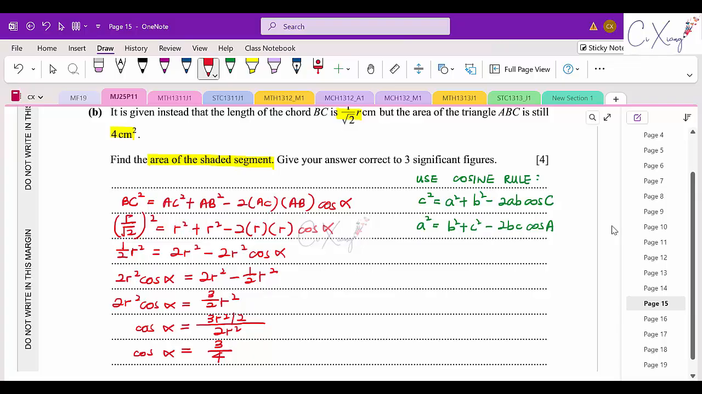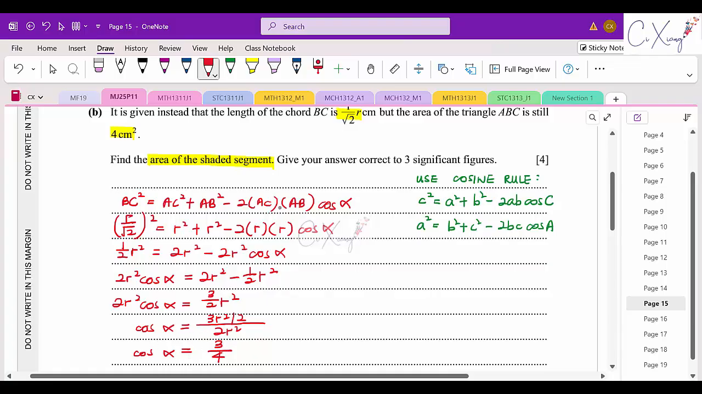And of course, if you want to continue and solve for alpha, you're able to, because if you take cos inverse 3 over 4, then you'll get the value for alpha. But for now, I don't think I need to find the value for alpha first. I just keep it in this way first, right? Okay, so let's continue further.